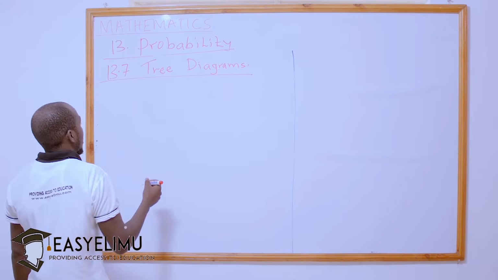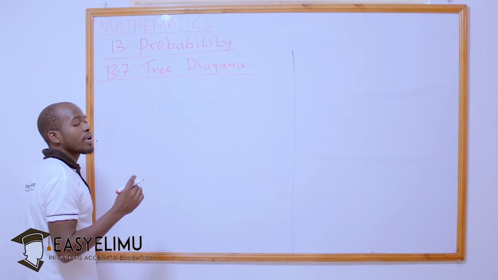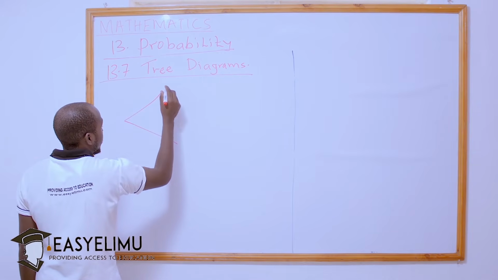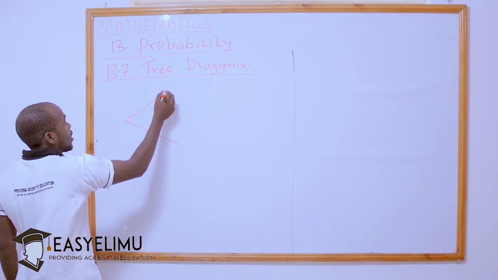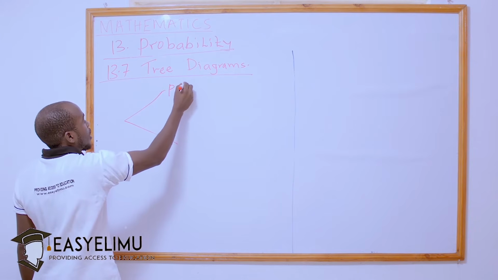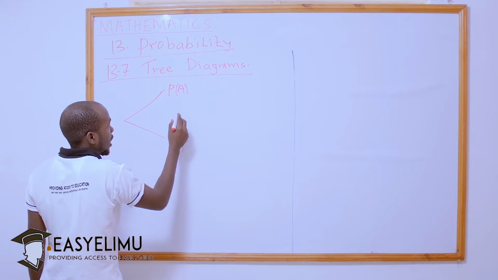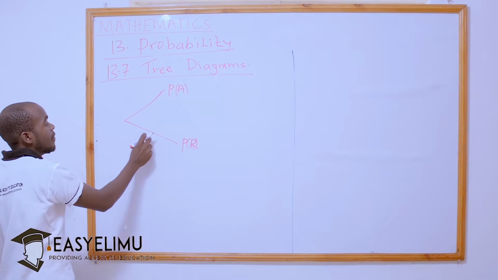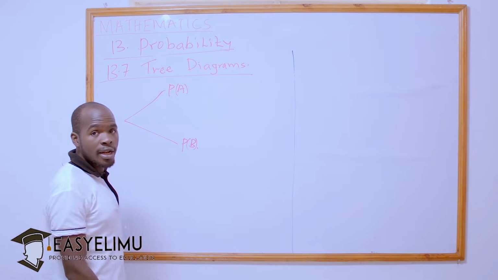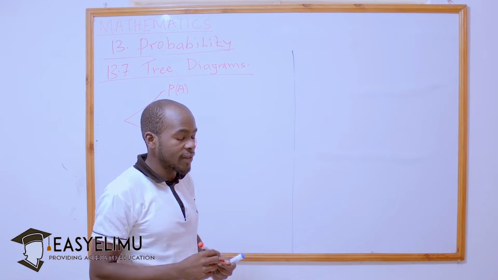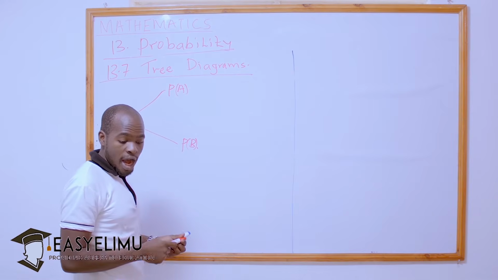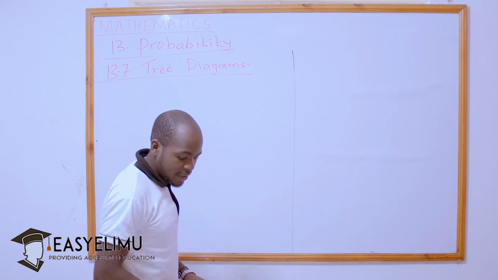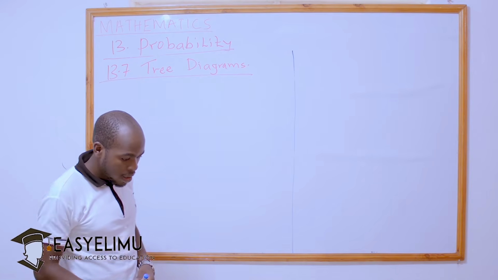A tree diagram resembles the branches of a tree. You may have an occurrence like A, the probability of occurrence A, and this one be the probability of occurrence B, such that it is divided, and here we will be given the probabilities of those occurrences. So I'm going to test one example, and that is tossing a coin.